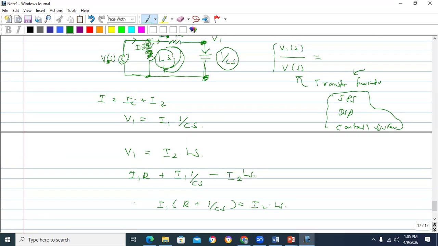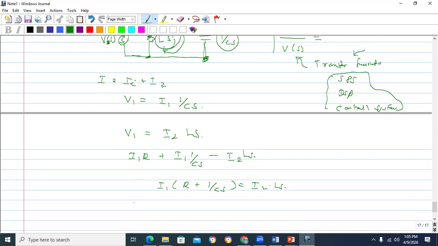So now very easily you can find it. You can see that I1 is equal to I2 Ls.